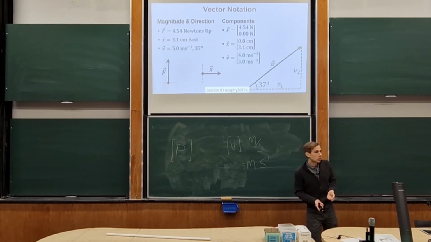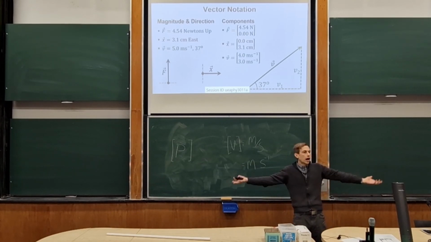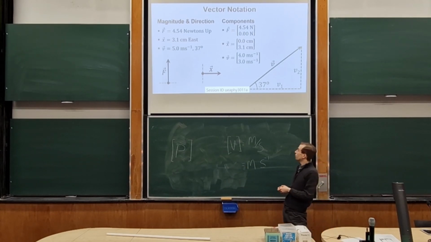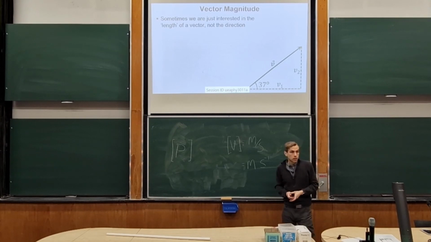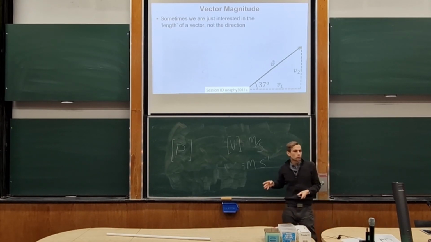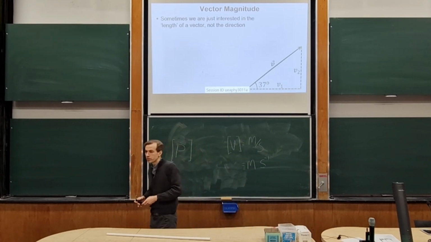But sometimes when it comes to vectors, we're not interested in the direction. We only want to know how long it is. We only want to know what the vector magnitude is. So how do we go about that? Suppose we've got this vector here. Suppose we don't mind what the components are or what the angle is. We just want to know how long the vector is.